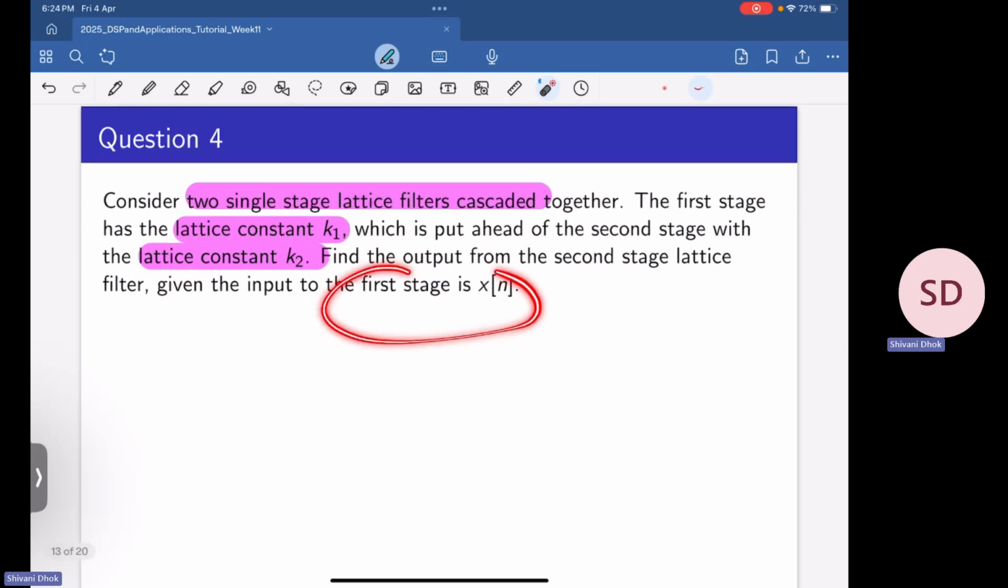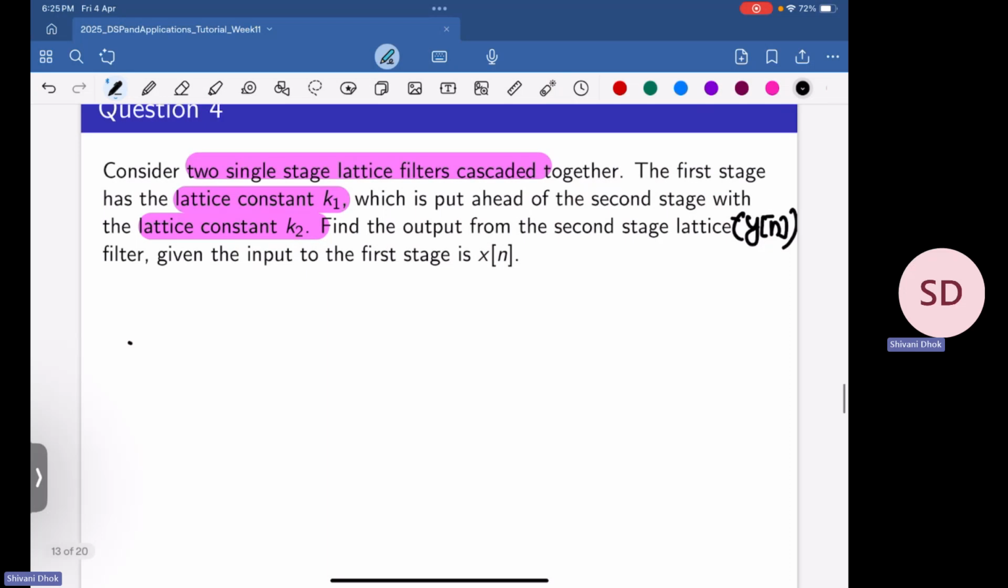So the input that we are giving to the first stage of lattice leads to an output from the second stage of lattice. What we want to find is this output from the second stage of lattice. Let's say it is y of n, in terms of this x of n. Now in order to understand that, let us first draw the lattice structures.